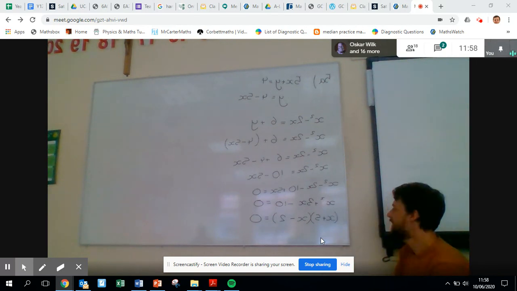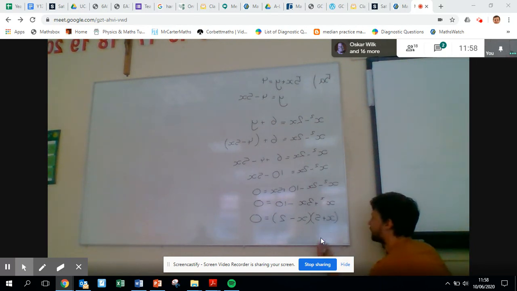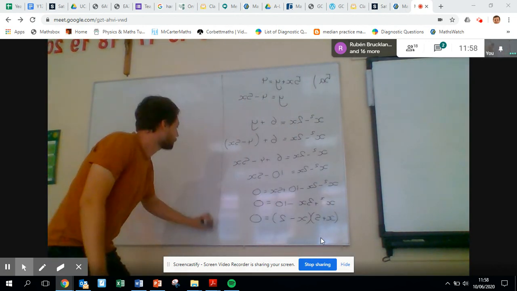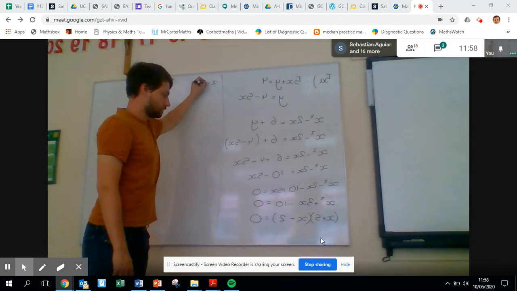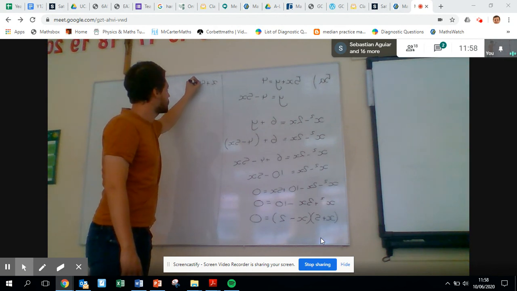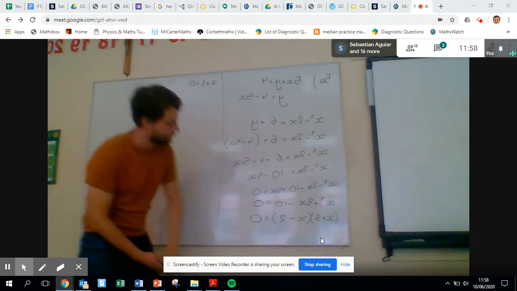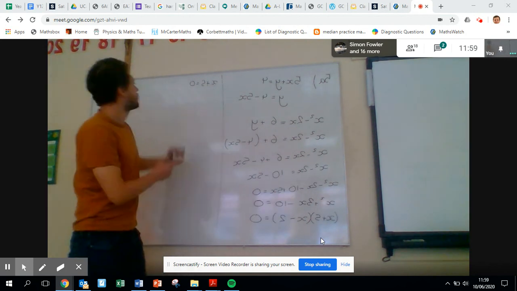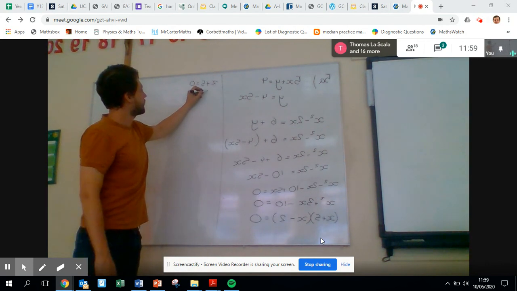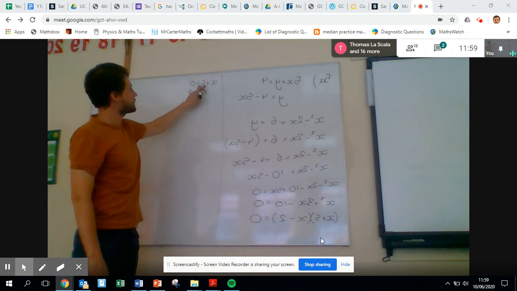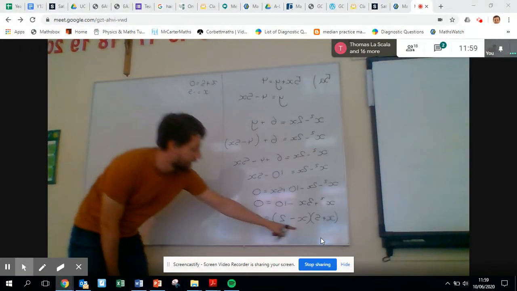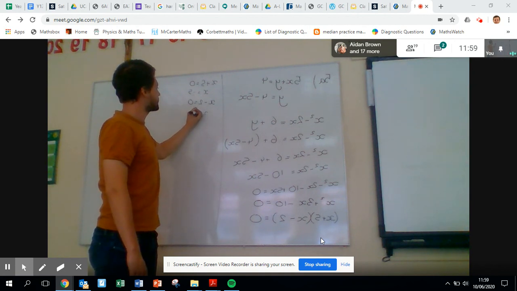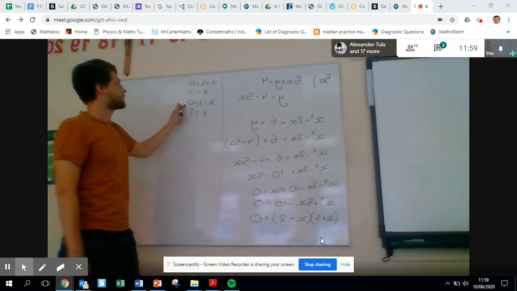Then we can solve. So when x plus 5, sorry, if x plus 5 were equal to 0, that gives me x equals minus 5, because I subtract 5 on both sides. And when x minus 2 equals 0, x is equal to positive 2. So we add 2 to both sides.